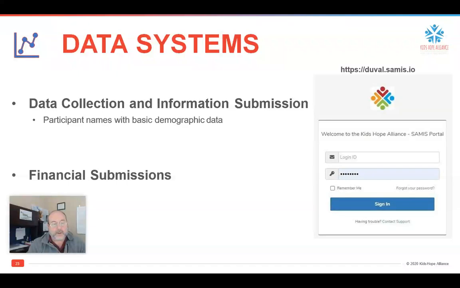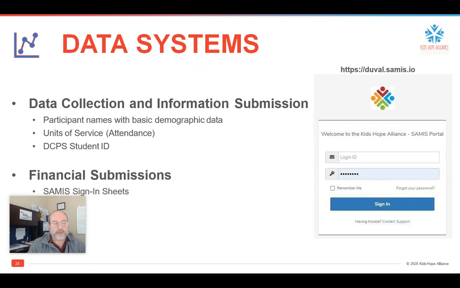So, data systems collection and information. Some of the things will be the same. Participant names with basic demographic data will be required for your summer camps and boost. So all the kids coming from all the feeder schools will be on the hub site on your program page, and there you will record the units of service attendance. DCPS student ID is a requirement. We'll go over that in some detail in the trainings as well.